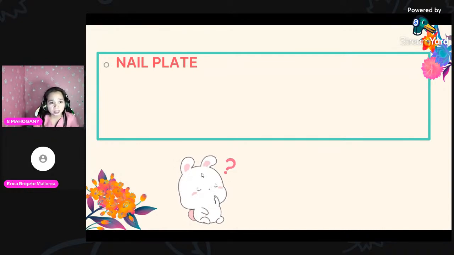So what is the nail plate? Okay, the nail plate is the visible part that rests on the nail bed up to the free edge.